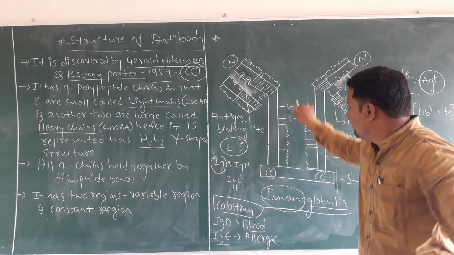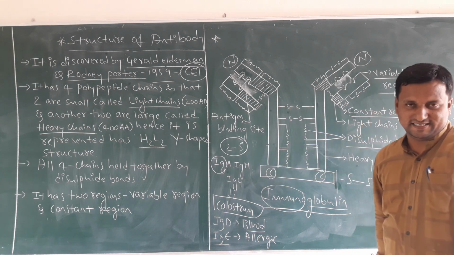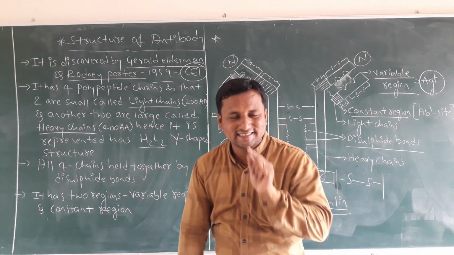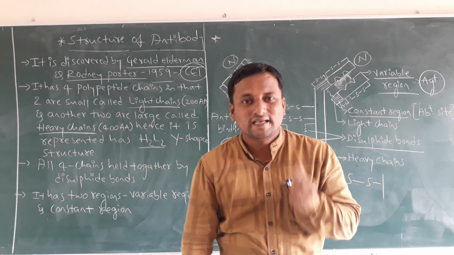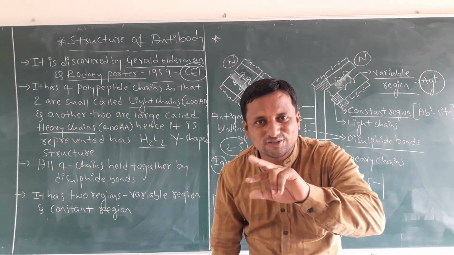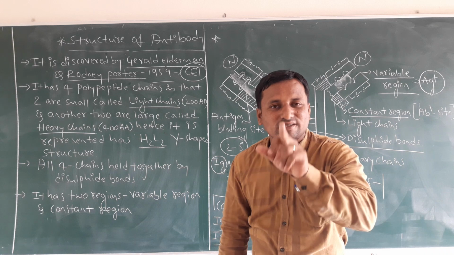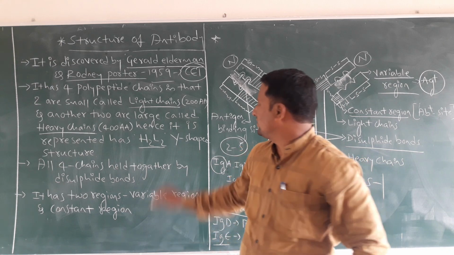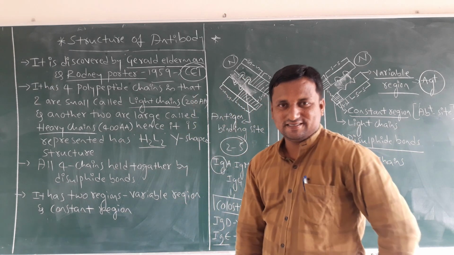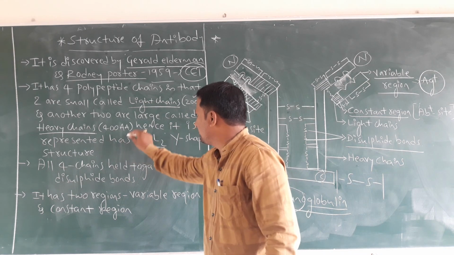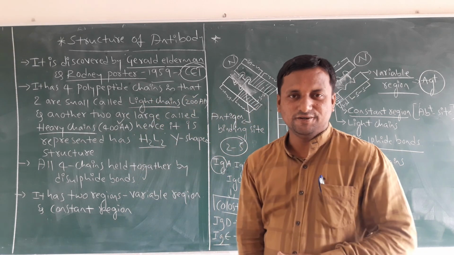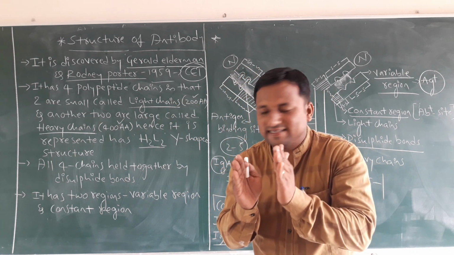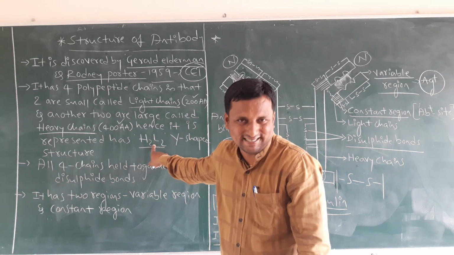That one I am going to tell you. It has 4 polypeptide chains. Of those 4 polypeptide chains, 2 are called light chains and another 2 are called heavy chains. Why do we distinguish 2 light chains and 2 heavy chains? Based on their molecular weight. Light chains have about 200 amino acids, and heavy chains, you must remember, have about 400 amino acids. So this structure is called the H2L2 structure.